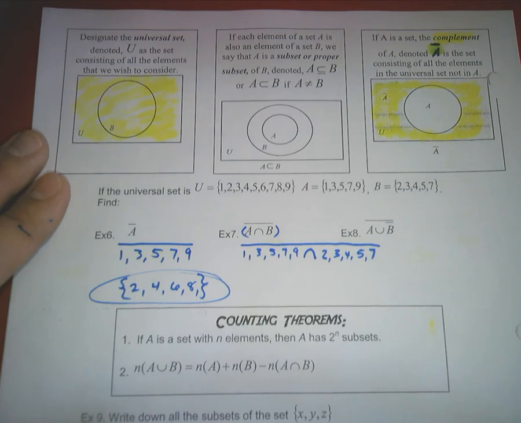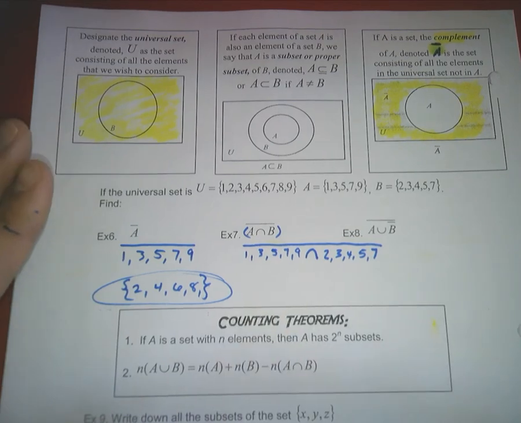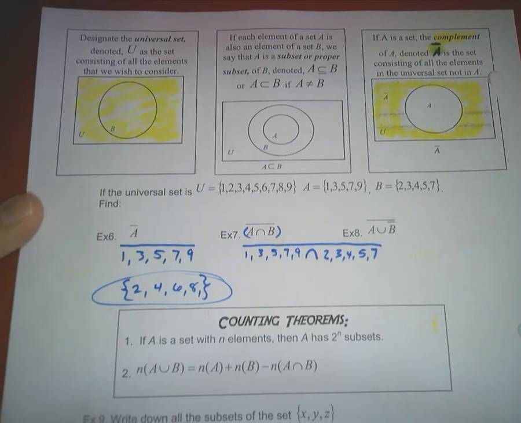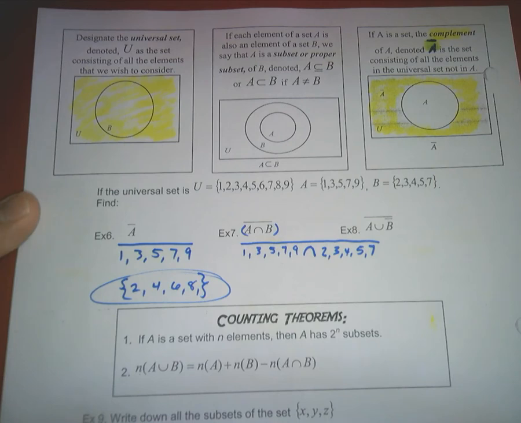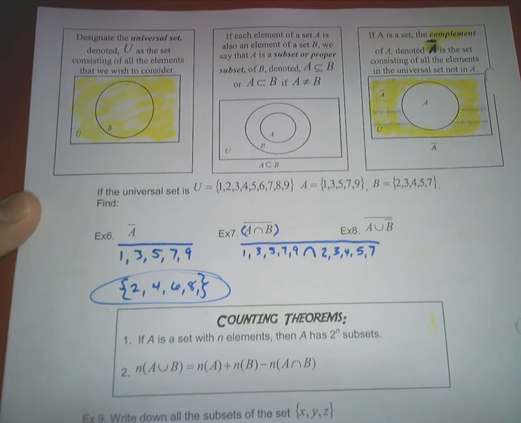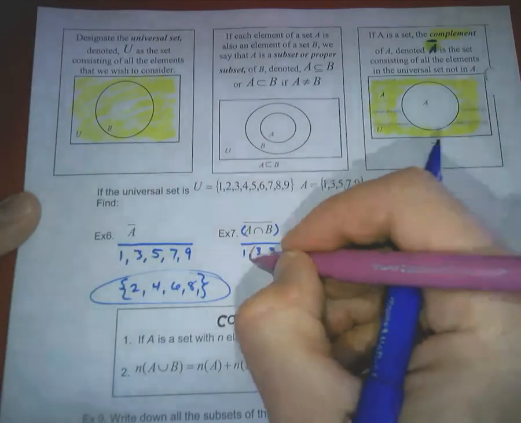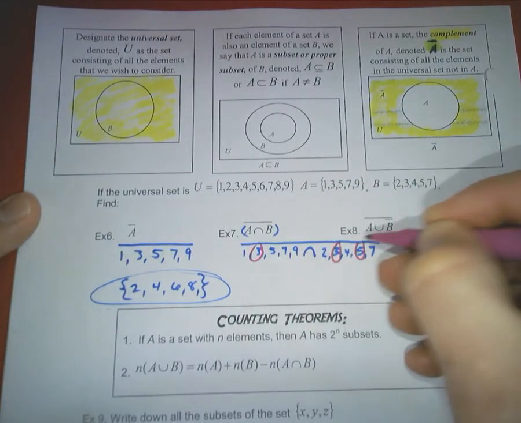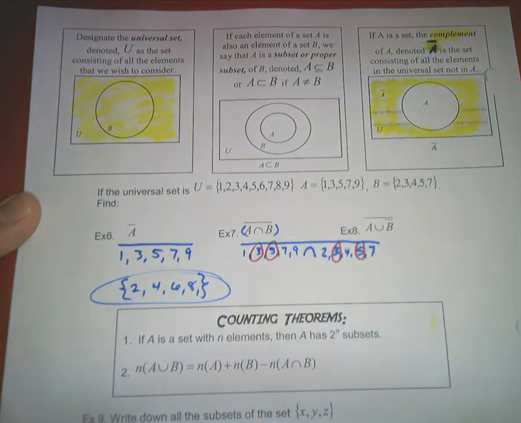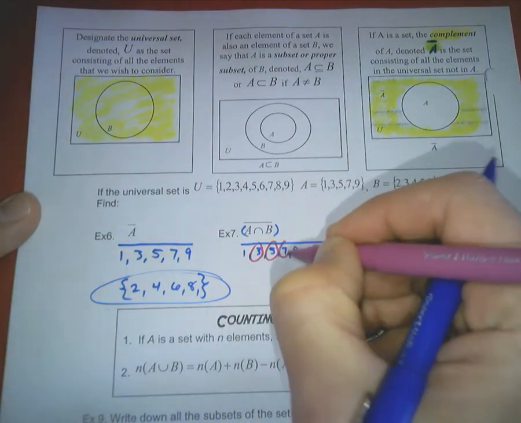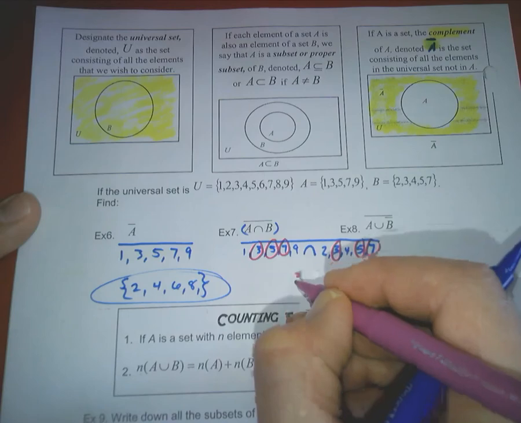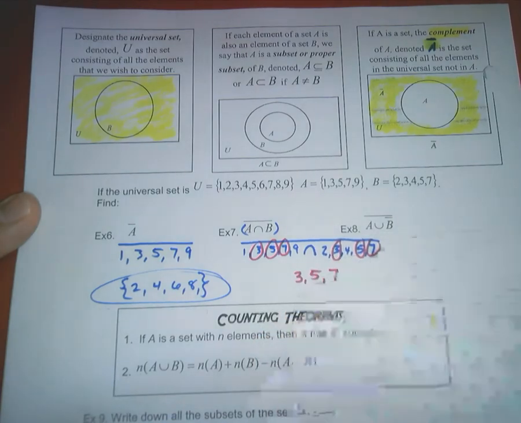Okay, so I take a look, intersection, what do they have in common? What's the intersection of A and B? Shout them out. What do you guys see? 3 and 5. So 3, 5. Anything else? 7. All right. So I've got 3, 5, and 7 is the intersection.